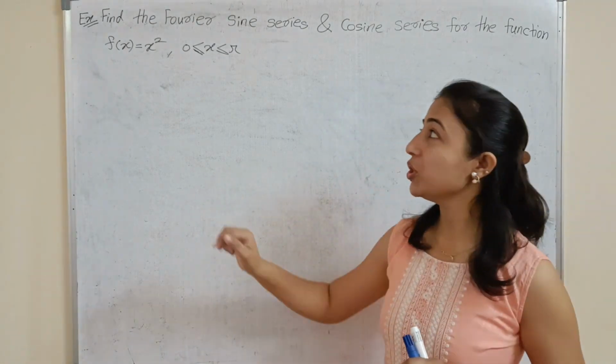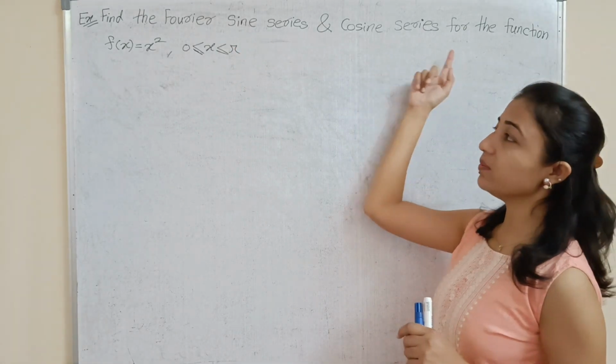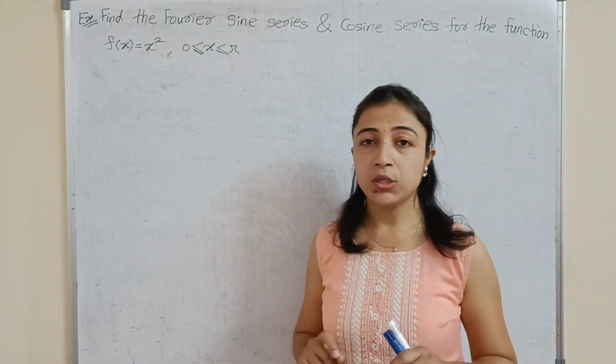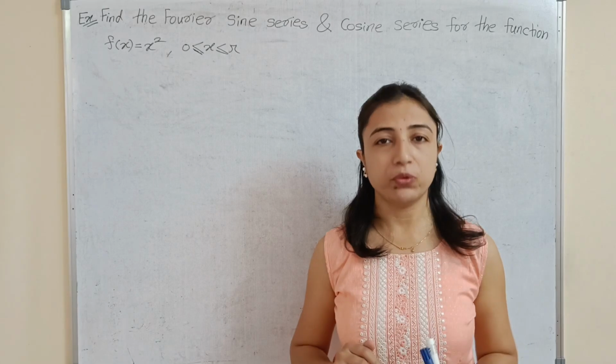But here, the question is: find the Fourier sine series and cosine series for the function f of x equals x square in the interval 0 to pi. So it is not an even function, not an odd function. We have to find a half-range Fourier series.